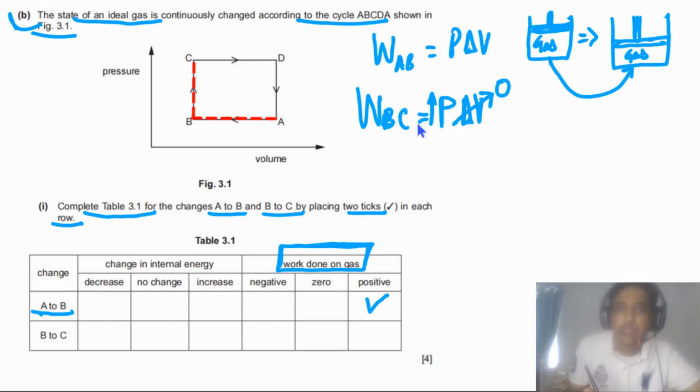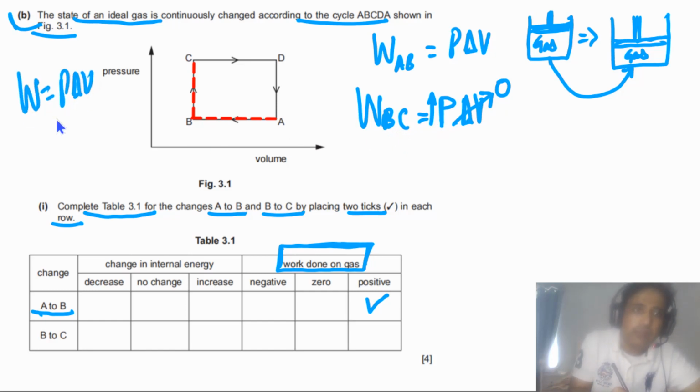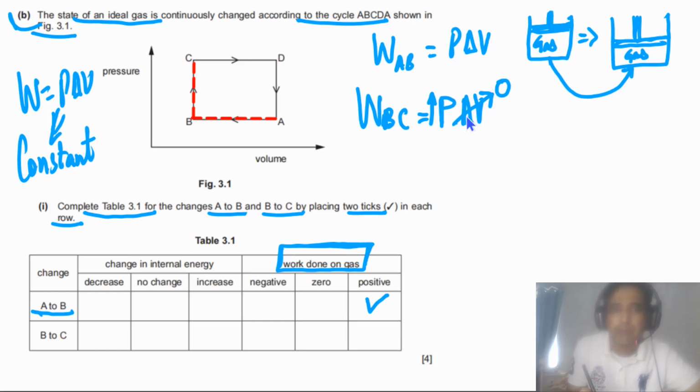One thing you need to understand, when we use this formula, W is equal to P times delta V, this P is constant. So very important point you need to understand. For constant P you can use this formula, but in this case delta V is equal to 0. So it means work done between B and C is equal to 0. So simply we will take here, because work done is equal to 0.